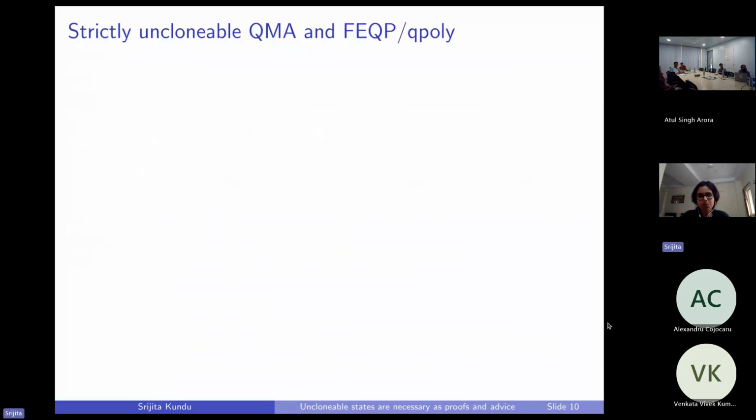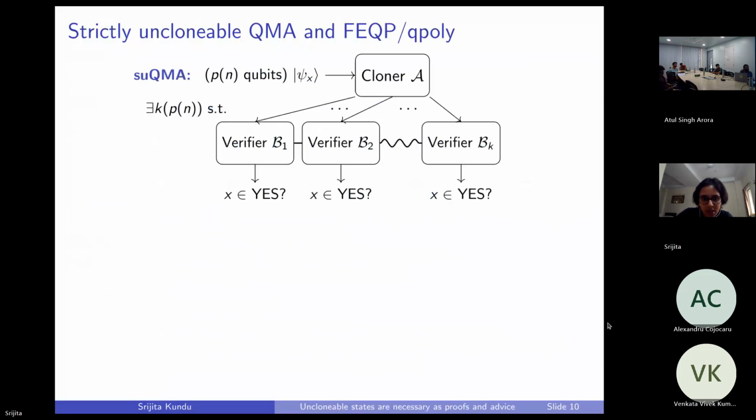Okay, now I'll give a clearer definition of what strictly unclonable QMA is and also strictly unclonable FEQP by qpoly. So first of all, the strictly unclonable QMA, which I denote by SU-QMA, should be a subset of QMA. So it should satisfy the usual requirements of QMA, that there should exist a family of proof states that are usable by one verifier. And also, for any candidate family of proof states that are, say, Pn qubits, there exists some K depending on Pn, such that if you input it to a cloner and the cloner distributes it between K verifiers, P1 to Pk, and the verifiers each try to determine whether X is a yes instance using their parts of the proof, the verifiers are not all jointly correct with high probability.